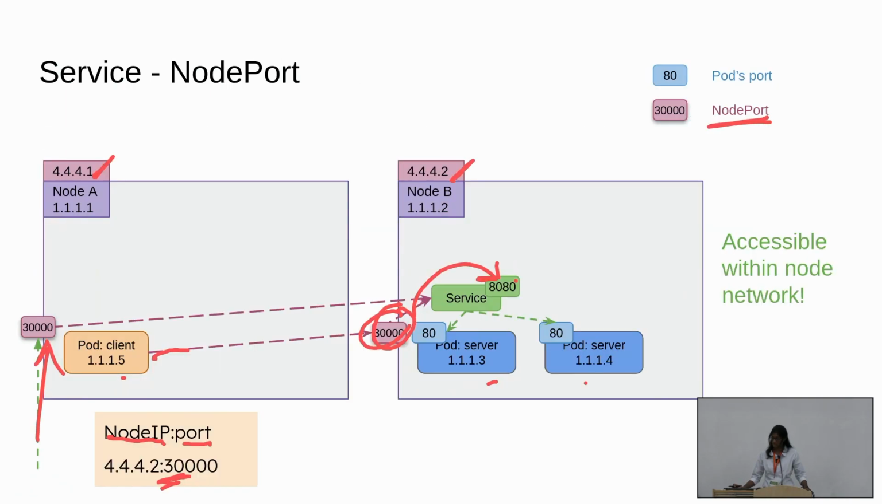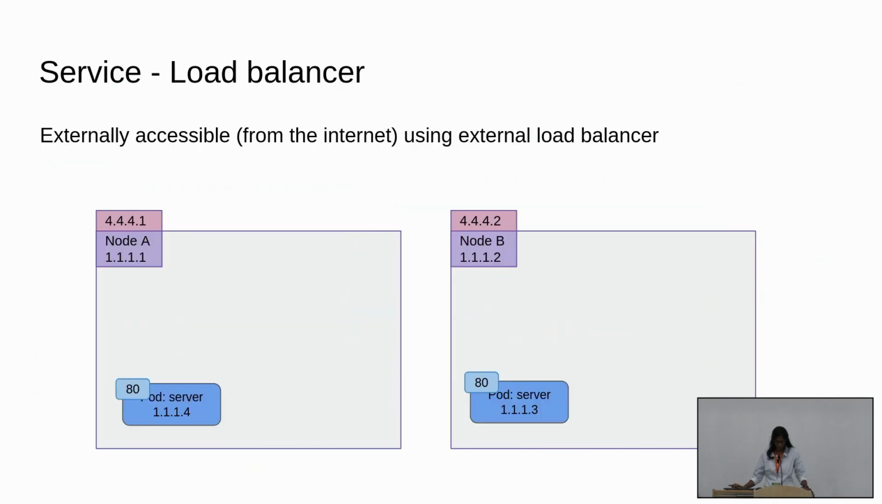So this ensures that it is accessible from anywhere in the node network, though it means you still have to be able to access this 4.4.4.2. For instance, if it's a machine in the IIITD server, you can access it from the guest network, yes, but you can't access it from maybe mobile data or something. So the third thing is the load balancer, so that it's accessible from the internet. And again, like I said, it builds on each other.